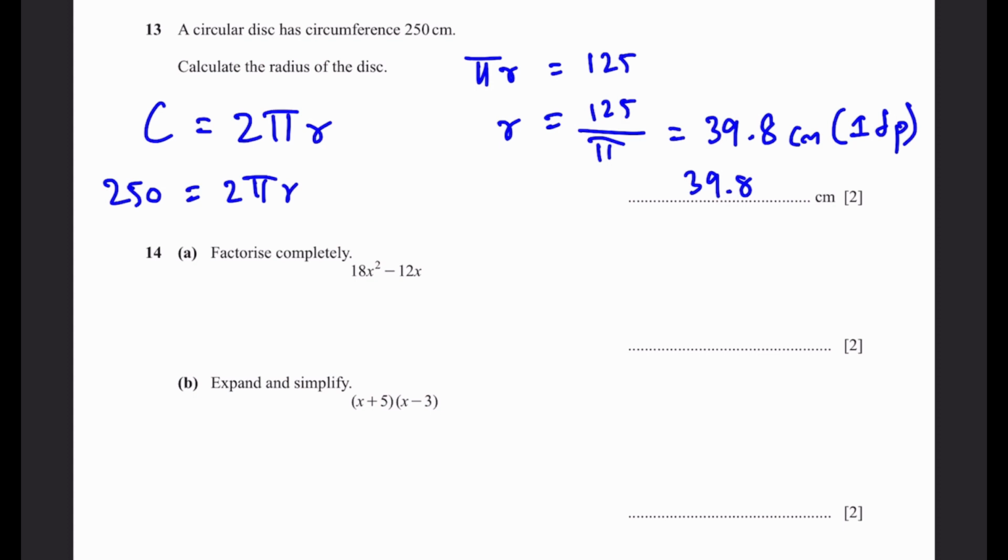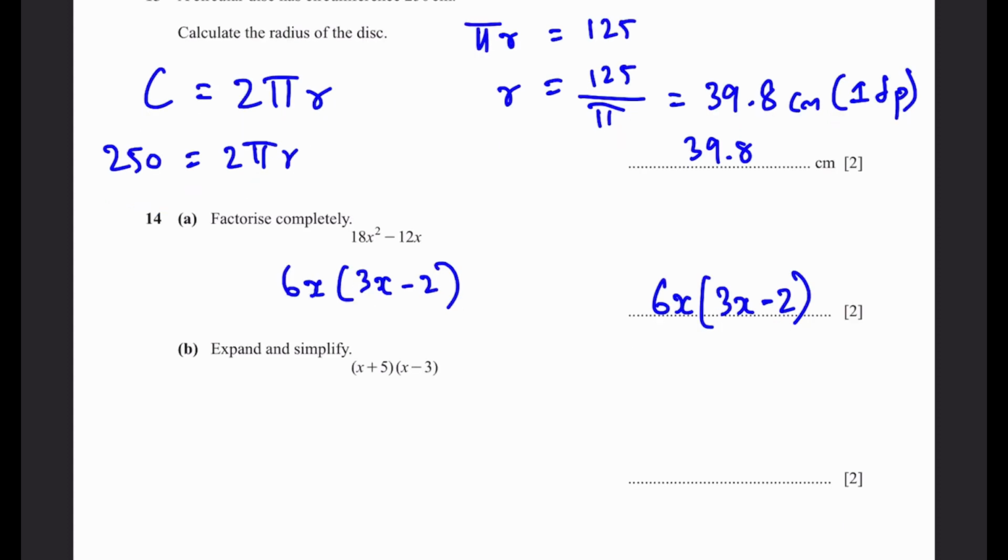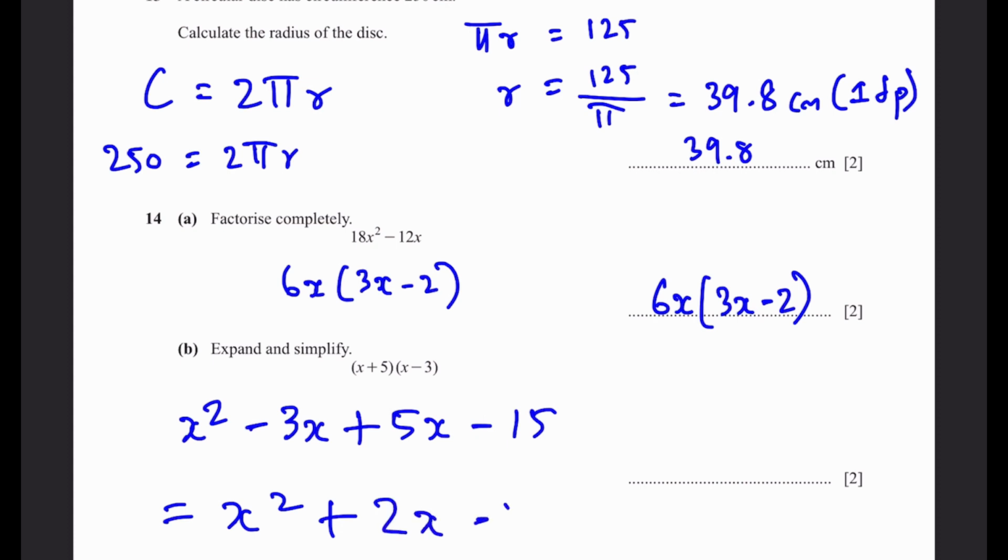Question 14a, factorize completely 18x squared minus 12x. So now we can take out a 6x. 6x into 3x minus 2. We can't simplify anymore, so that's the answer. B, expand and simplify x plus 5 into x minus 3. So we'll use the FOIL method. Front, outside, inside, last. Front are both the x's, so x squared. And then outside, x and negative 3, so minus 3x. Inside, plus 5x. And then last is negative 15, so minus 15. And the answer is x squared plus 2x minus 15. That's the answer.